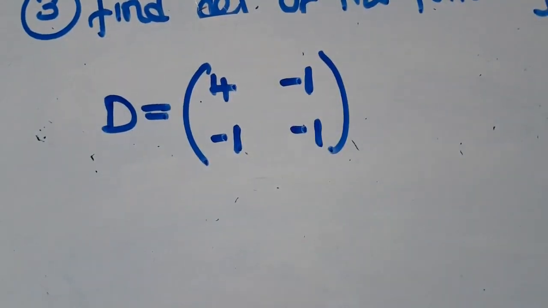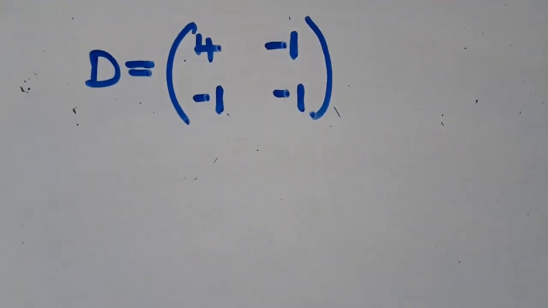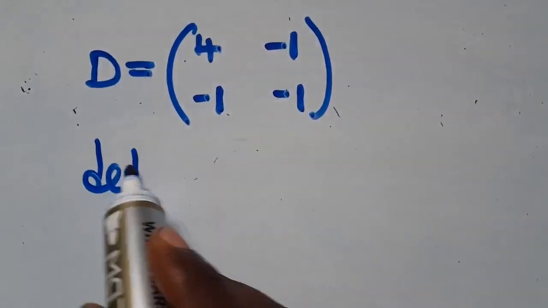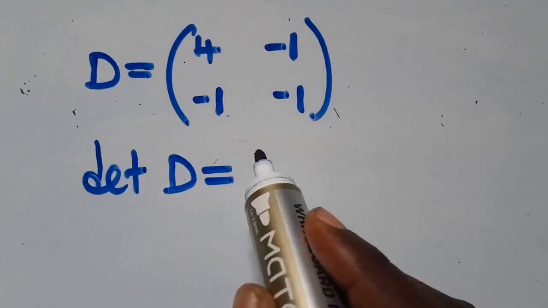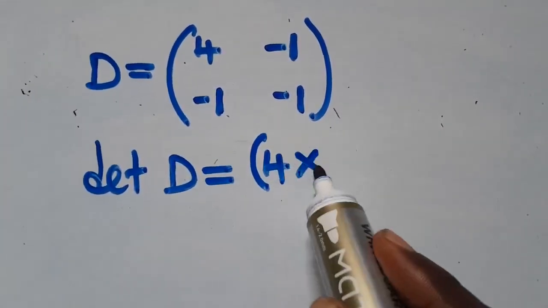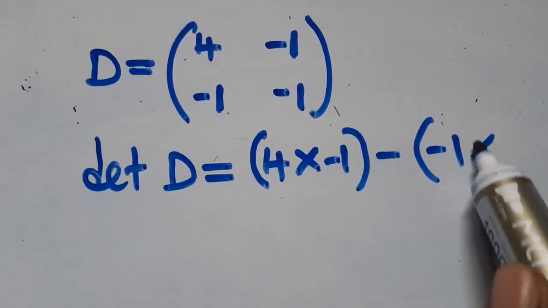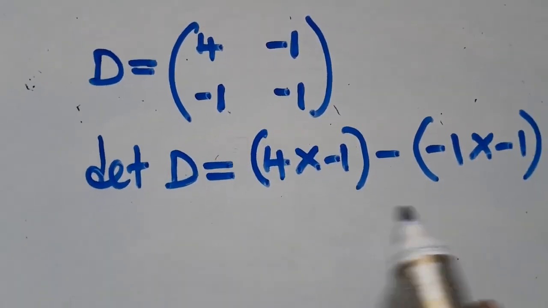How can you find the determinant of that one? In which way can you find the determinant of that? You say determinant of D is equal to major diagonal, we've got 4 times -1, minus minor diagonal, we've got -1 times -1. We do this.